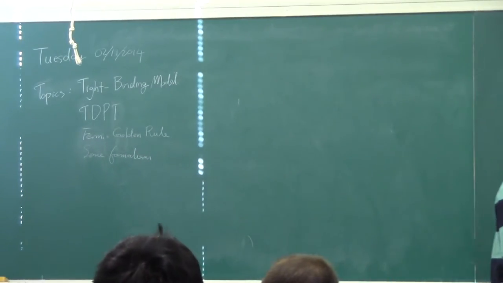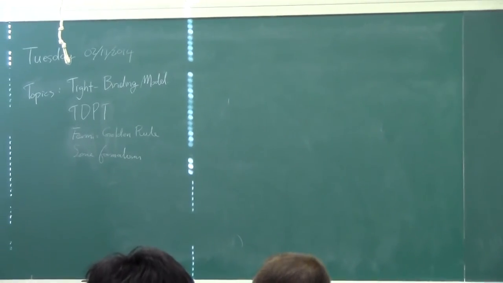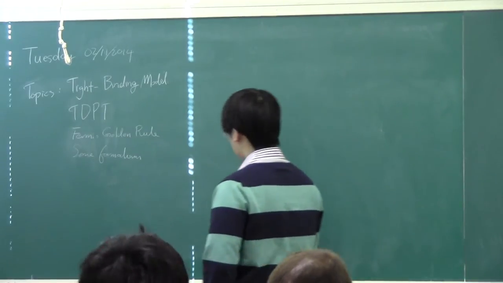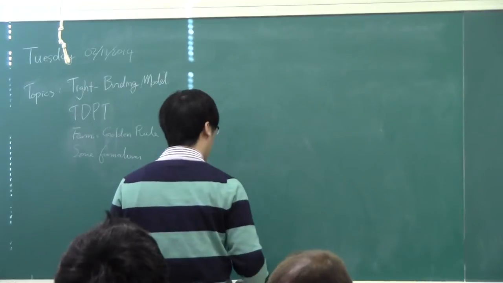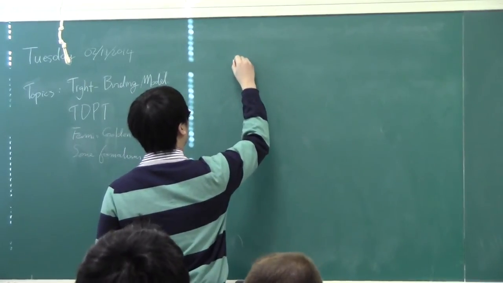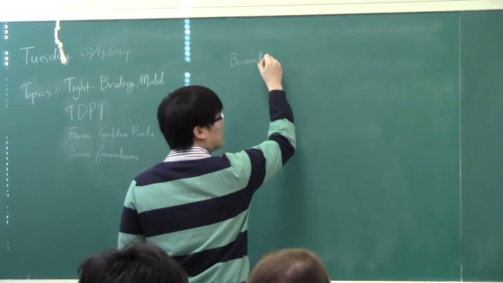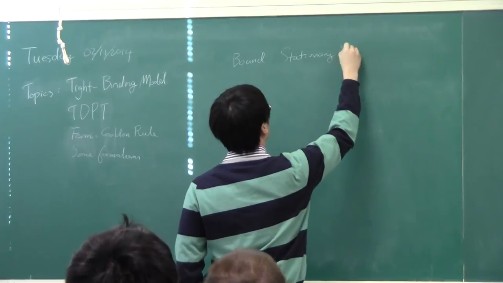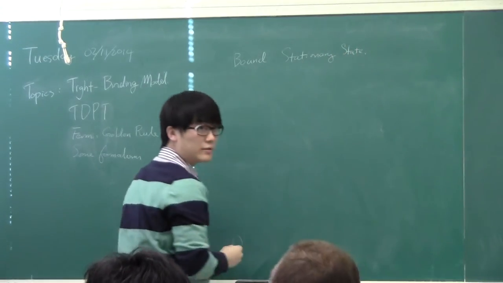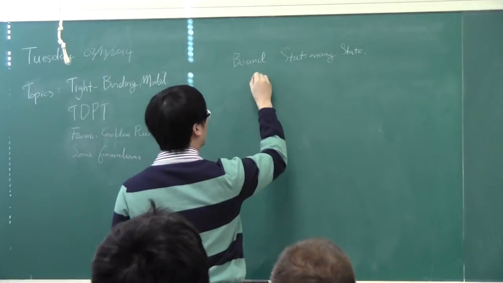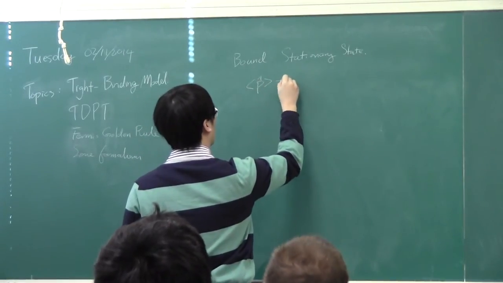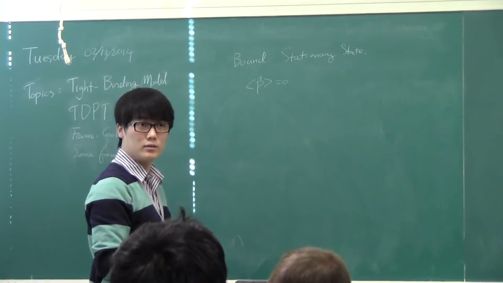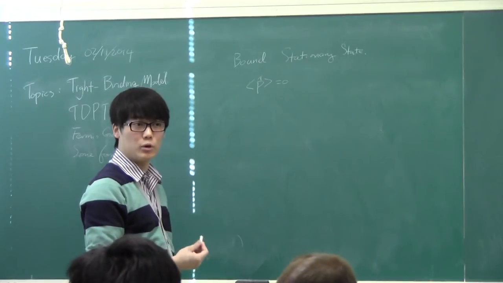But before we get started, I want to emphasize a point that came up in last week's homework. In the homework, we proved that for a bound stationary state, because the wave function is purely real, the expectation value of p is zero. So what does this mean? If a particle is bound, there's no definition of the momentum.